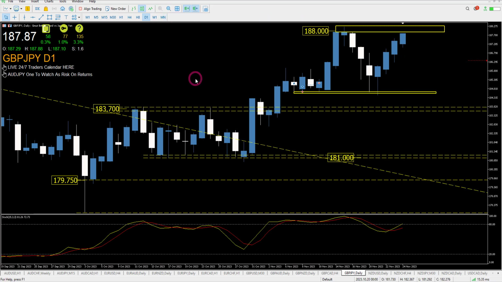But again, when you go to lower time frames, you run the risk of being stopped out as well, because your stops are naturally tighter as well. So you do run the risk of that potential. So at the moment, the momentum is definitely with the yen pairs.